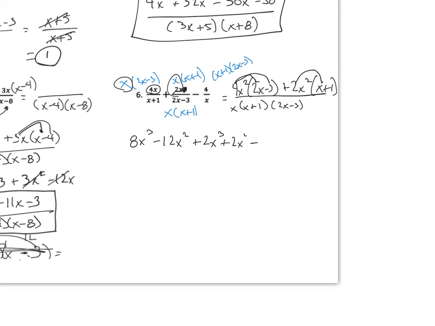Then finally, this last little part that I haven't written yet, we have a negative 4, and these two get multiplied together, which just in the interest of space, I'm going to multiply them up here. 2x squared minus 3x plus 2x minus 3. So this is a 2x squared minus x minus 3.